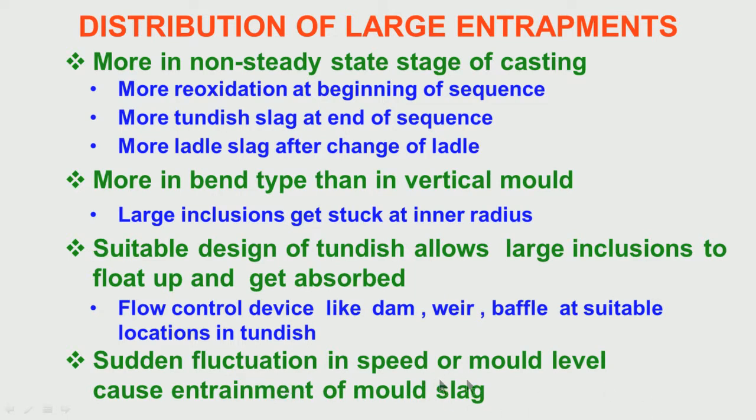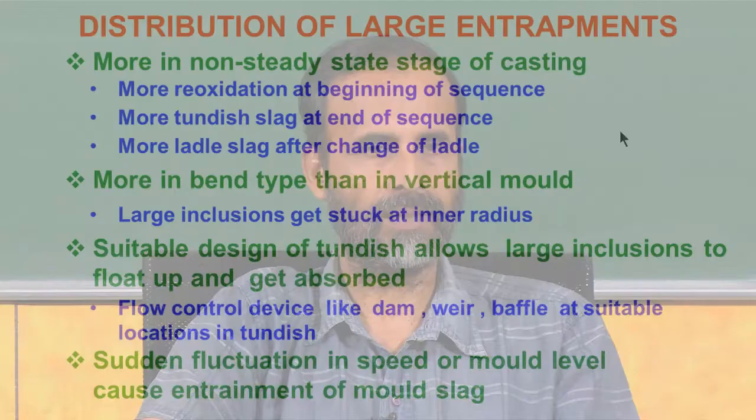Then sudden fluctuation of speed or mold level can cause entrainment of mold slag. So we know at what stages there is a possibility of large entrapments. That means at what stages of casting there is a possibility of poor cleanliness, and we know these are the locations where we have more defects, because the possibility of entrapment of large inclusions is there in those locations. So during the casting itself, we know certain areas will have more entrapment.